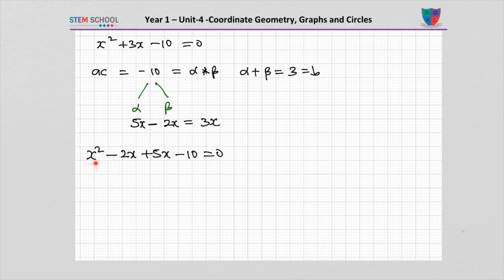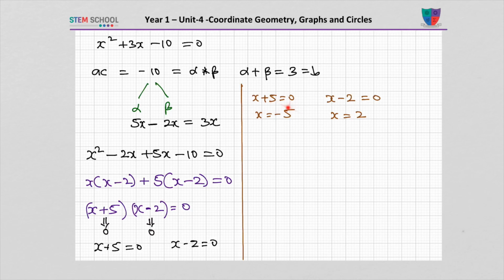There's a common factor here, x, and there's a common factor here, 5. So I've taken x out of here, and I'll go x minus 2. I'll take 5 out of here, I'll go x minus 2. There's a common factor here again, and I'm left with x plus 5 and x minus 2. So this is (x plus 5)(x minus 2). Now I need to set this to 0 and set that to 0. So x plus 5 equal to 0, take plus 5 to the other side, x equals minus 5. x minus 2 equal to 0, take minus 2 to the other side, x equals 2.